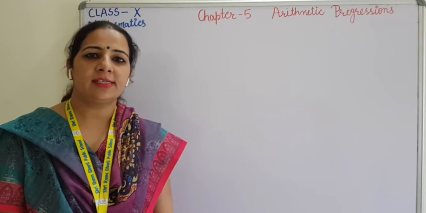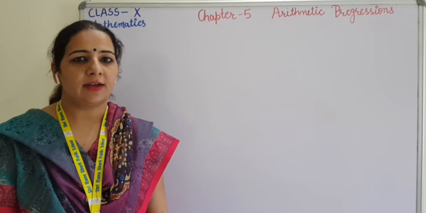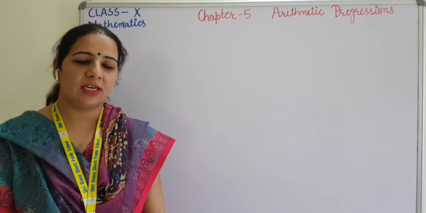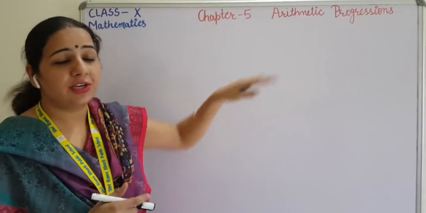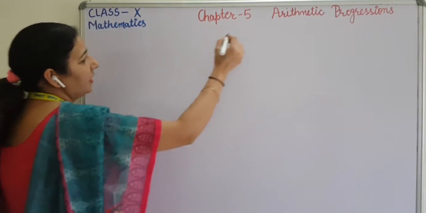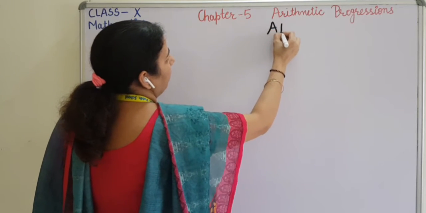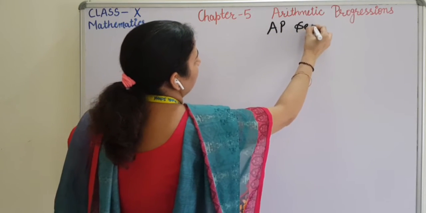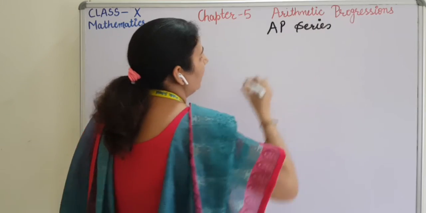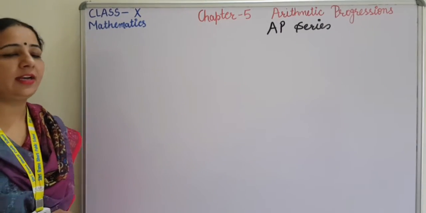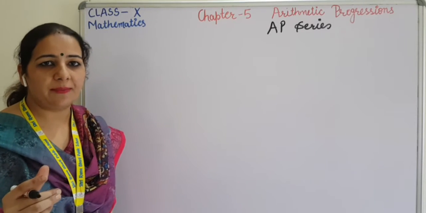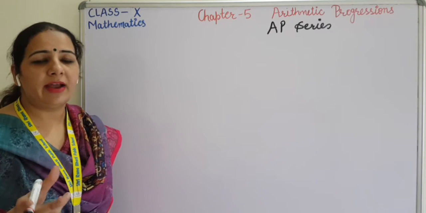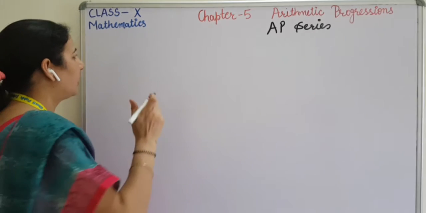Good morning, students. Today we are going to start our next chapter, that is AP series, chapter number 5. The name of this chapter is Arithmetic Progression and the short form of this name is AP, and we can also say that it is AP series. As I have written AP series, it means this chapter is related to some series type values. So how will we start it?